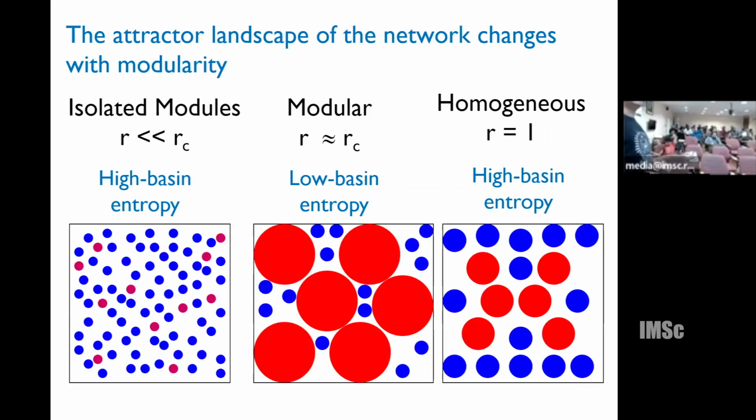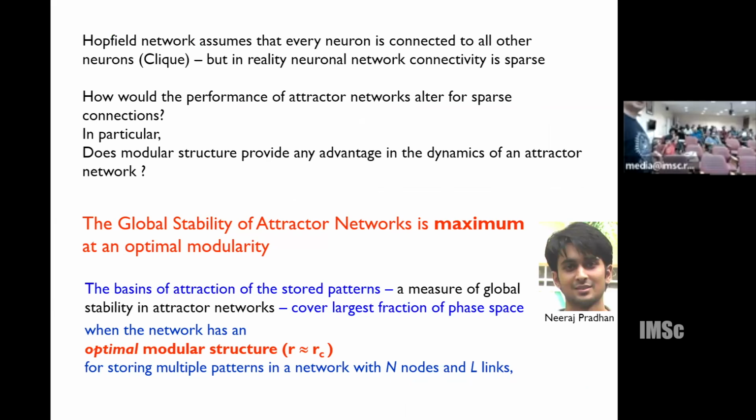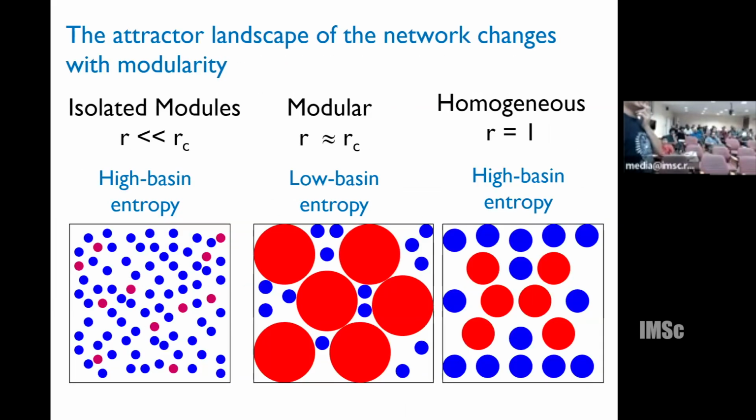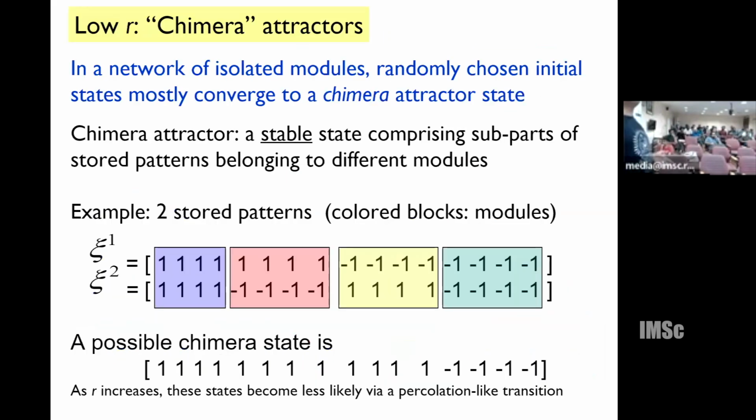So we know that brains are modular, and so what this student Neeraj Pradhan, who was basically a master student from BITS, he was working on a project with me, and much to our surprise, he found that if you look at a modular Hopfield network, actually there's some optimal modularity in which the basins of attraction of the stored patterns are the largest. So there's an optimal modularity. Below that, you get this high basin entropy, and for a homogeneous network, again, you get high basin entropy, but somehow it works best when you've got an optimal modularity.